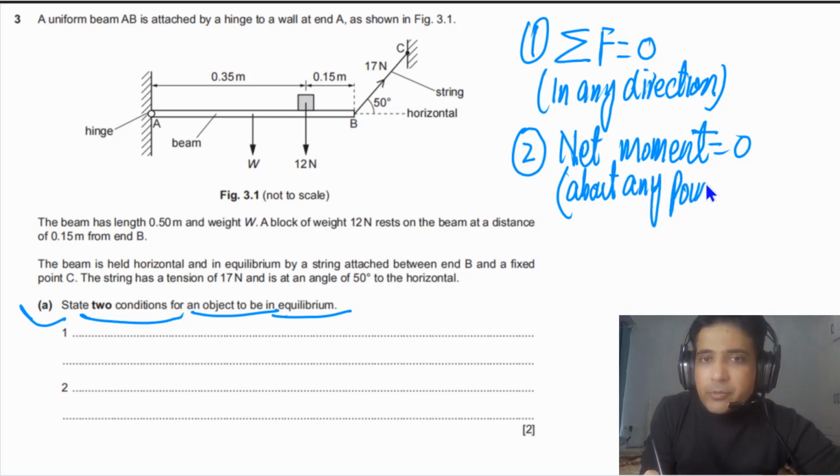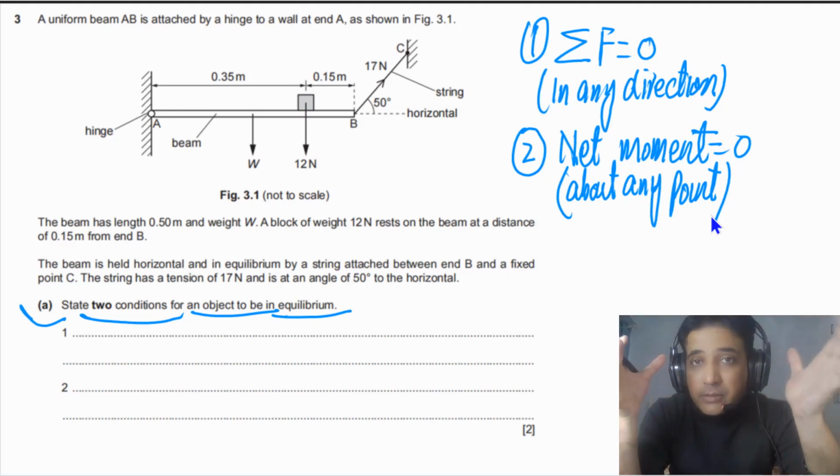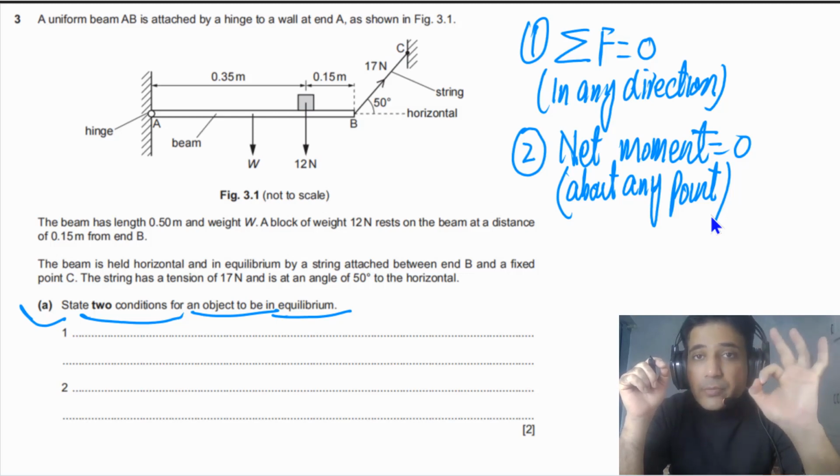So it's very important to understand the full concept. Not only if you remember net force is equal to 0, net moment is equal to 0, that is not a complete answer. So you need to remember resultant force in any direction has to be 0, net moment about any point has to be 0.